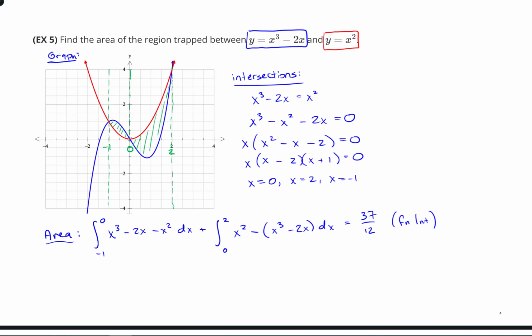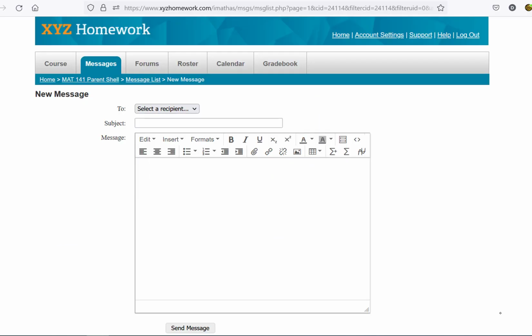So it's always best to have some sort of supporting evidence, and you can have that on scratch paper, or there's different ways that you can insert that sort of thing in the homework. Let me show you one way you can do that. Okay, so I'm creating a message, and I can use it here, or this is the same kind of edit box that's provided in the discussion boards, all through XYZ, which is kind of nice.